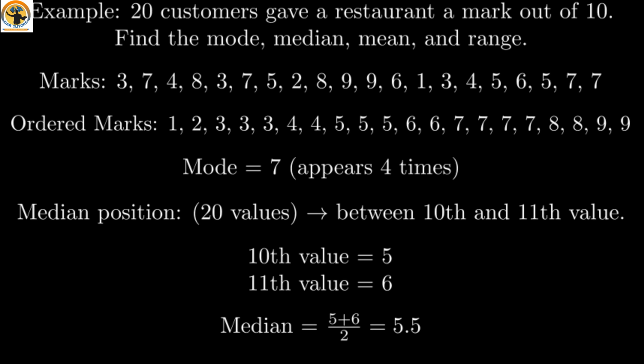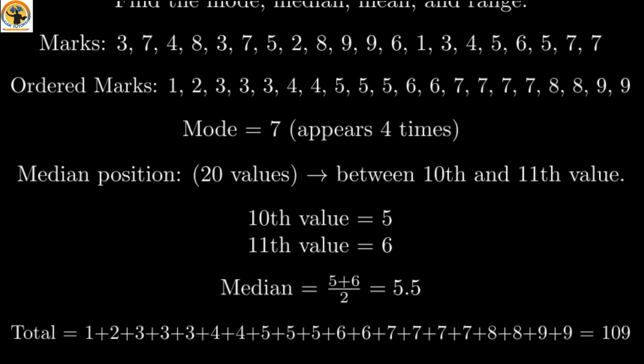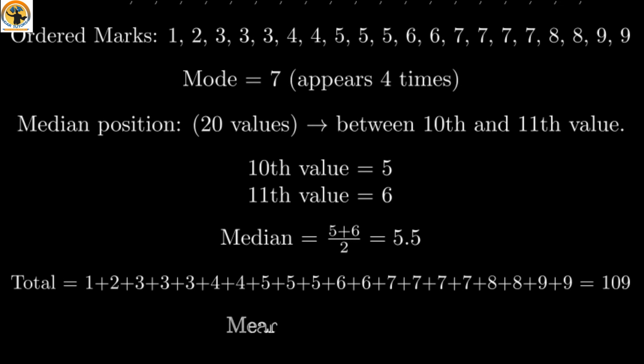To find the median, we add these two middle values together and divide by 2. So 5 plus 6 is 11, and 11 divided by 2 is 5.5. The median mark is 5.5. Now for the mean. We need to add up all the values and divide by the number of values, which is 20. The sum of all these marks is 109. Now we divide this total by 20. 109 divided by 20 gives us a mean of 5.45.